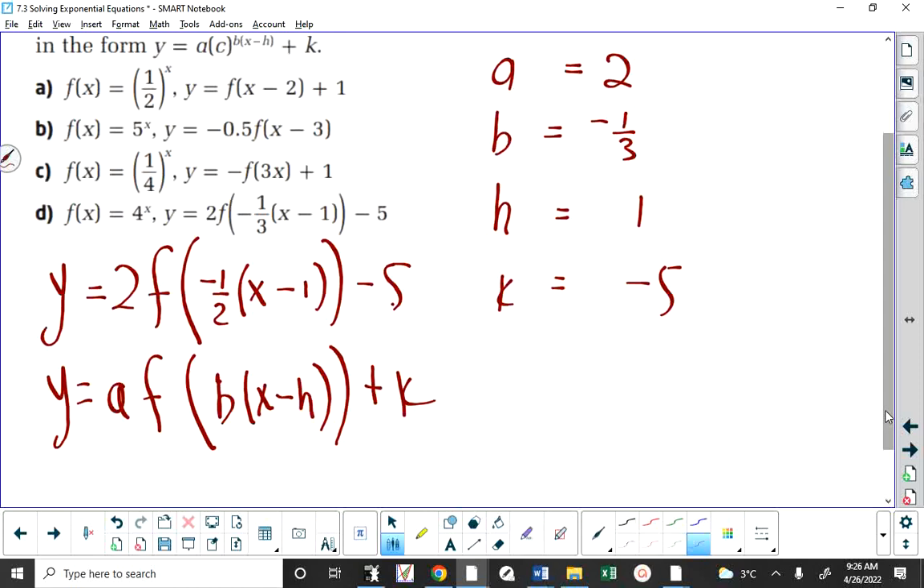Are you okay with that first layer of this? Okay. I'm not going to write out the transformations. I'm going to verbally describe them. If a is 2, then there is a vertical stretch by a factor of 2. If b is -1/3, then there is a horizontal reflection across the y-axis, and also a horizontal stretch by a factor of 3. If h is 1, the resulting graph is then shifted 1 to the right, and since k is -5, it's shifted 5 down.